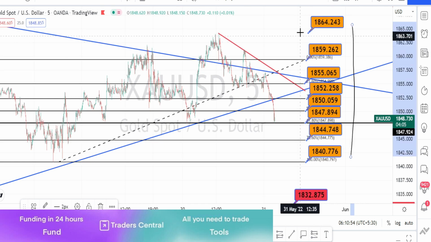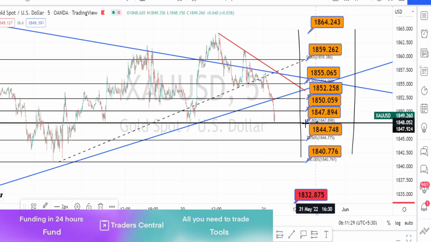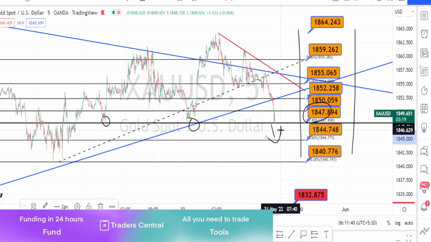The values in orange color boxes are the resistance and support levels for 5 minutes time frame. Currently the price action is trying to break the support level of 1847. Previously this level had acted as a very strong support level. Wait for the price action to break this support level to take trades on the bearish side. That's all the analysis for today.